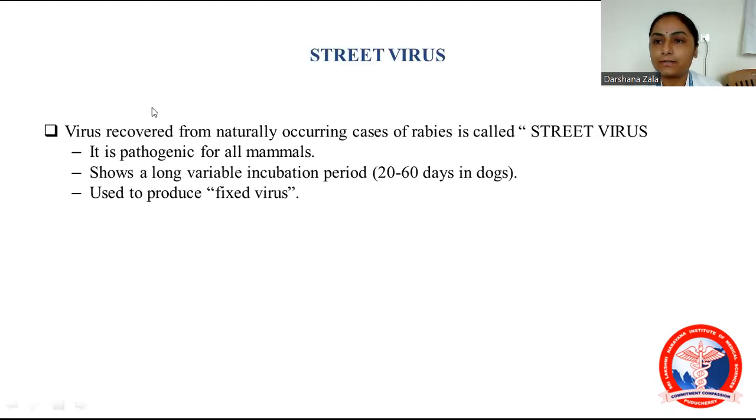The rabies virus manifests as two types of virus, street virus and fixed virus. So what is street virus? It is recovered from naturally occurring cases of rabies. The street virus is pathogenic for all mammals. It shows a longer variable incubation period, like 20 to 60 days in dogs. It is used for the production of fixed virus.